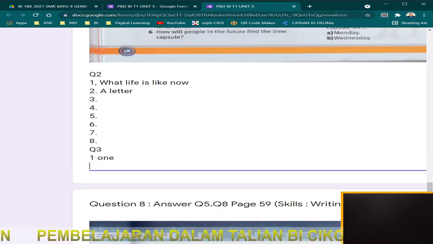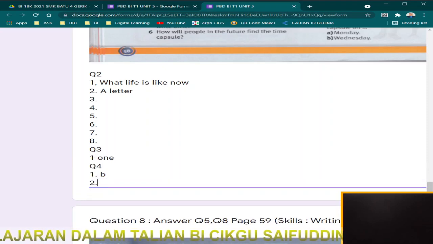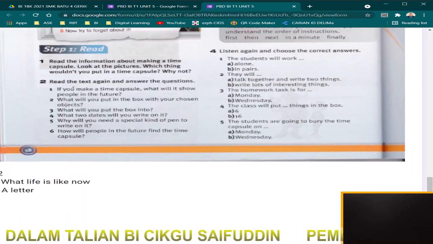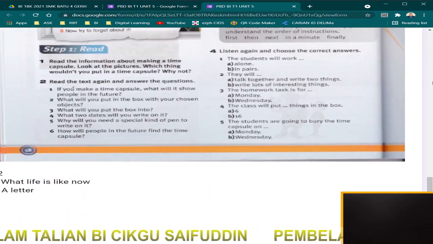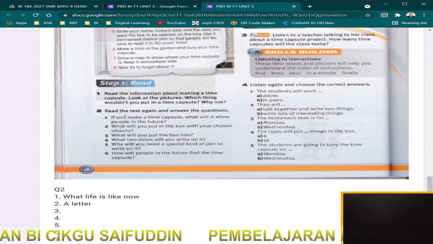For question 4, okay, number 1 is B, in pairs. So number 2, number 3 and number 4, find out by yourself by listening to the audio. So that's all for the exercise on page 58.